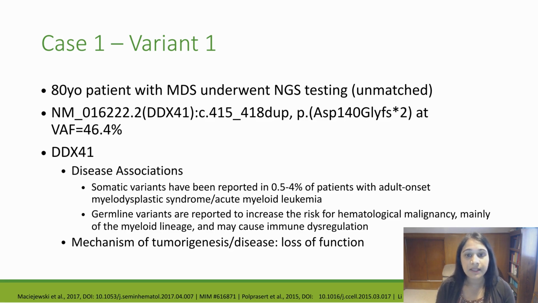DDX41 is an RNA helicase that is part of the DEAD-box protein family. Acquired loss-of-function alterations are reported in up to 4% of adults with MDS or AML, but the gene is also associated with a hereditary predisposition to MDS and AML.